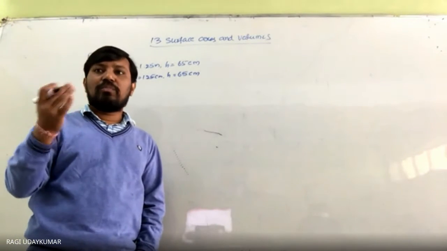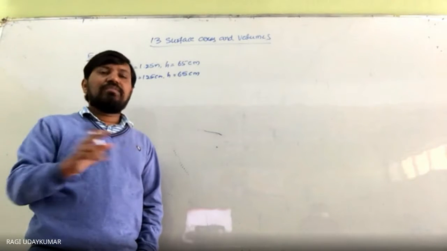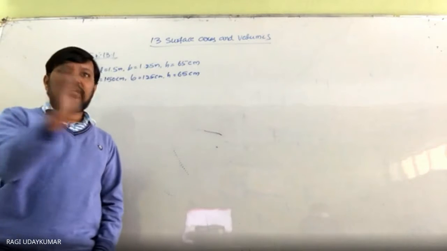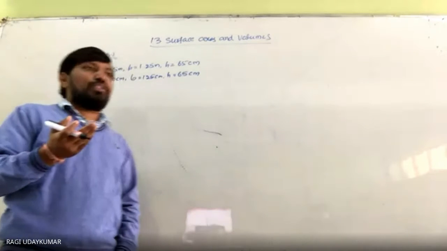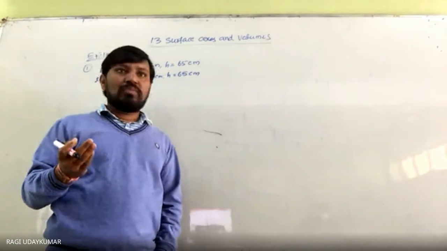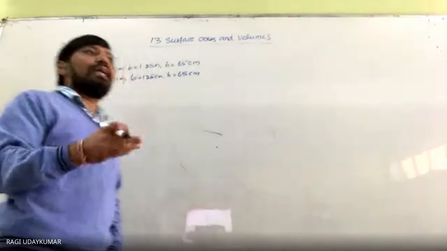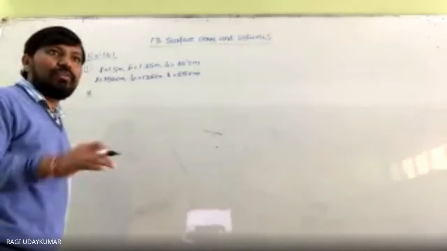So whenever it is open at the top, if you need to find the area, the area of that box is nothing but the lateral surface area plus the area of the bottom. The lateral surface area is 2h into (L plus B), and the area of the bottom is LB. So these are to be added. The first question is asking you to find the area of the sheet required for making the box.